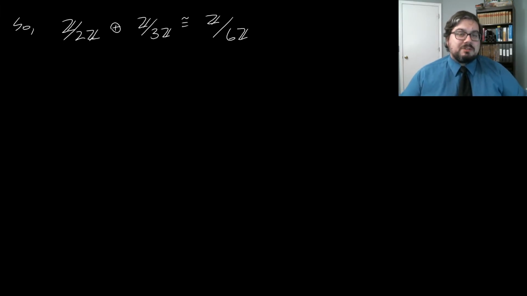So the next question is, well, okay, can we always do this? Can we just take the direct sum of any two cyclic groups and get a cyclic group out of it? Well, the answer is no.